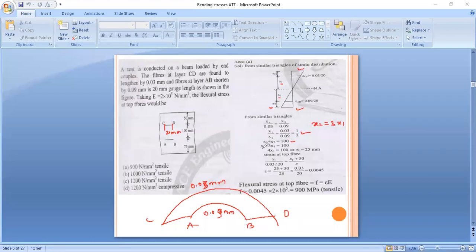We will put here x1 plus x2, nothing but 3x1 plus x1, which is equal to 100. So x1 plus 3x1 is 4x1, which is equal to 100. Therefore x1 is equal to 100 by 4, which is equal to 25 mm. So in that way we calculated the distance of the neutral axis from the CD portion. So this distance is 25 mm.